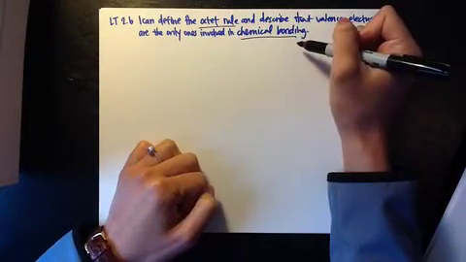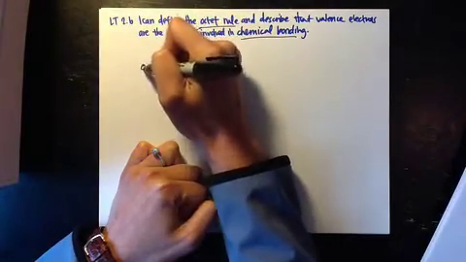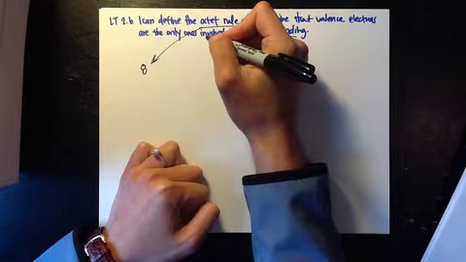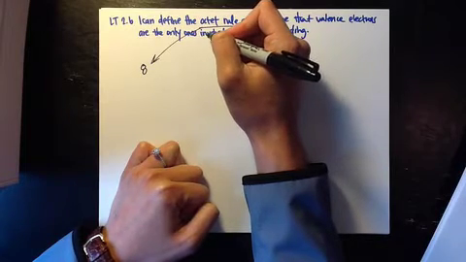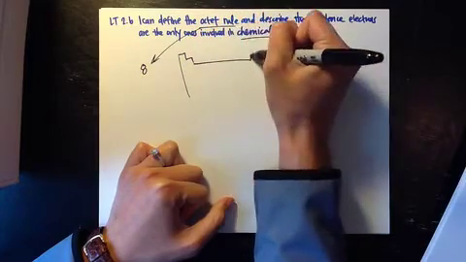Okay, octet rule has to do with the number 8. Right? Octet, octopus, octagon, they all have to do with 8. So, what does this magical number of 8 have to do with?